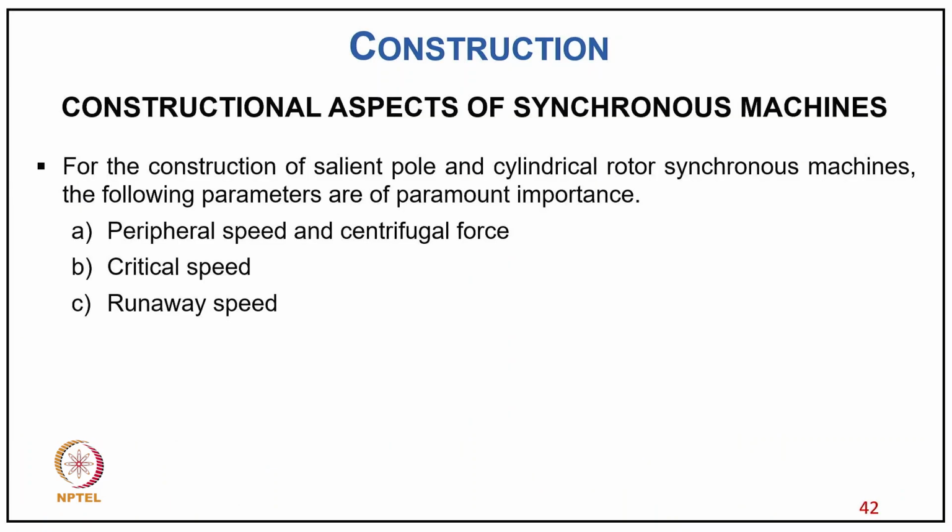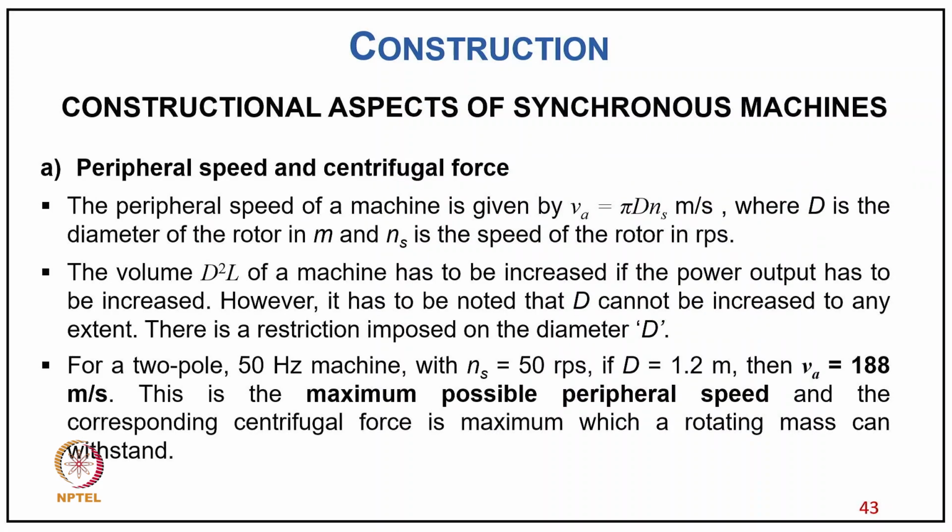Now coming to the construction aspects of the salient pole and cylindrical machine, the following parameters are of importance: the peripheral speed and centrifugal force, critical speed and runaway speed.